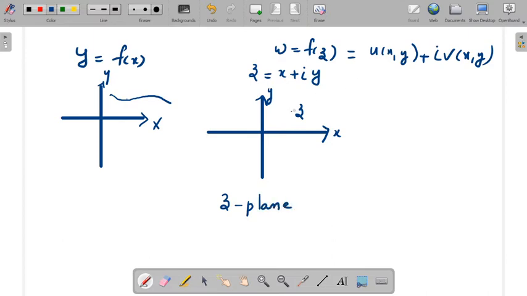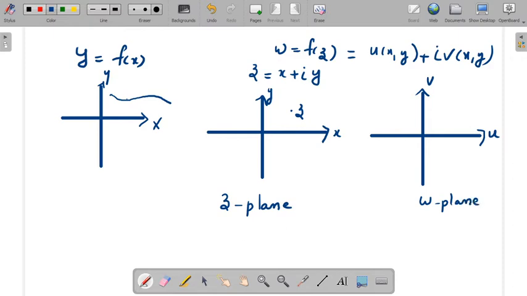So as z moves in the z plane, the corresponding values of u and v will move in another plane, which we call the w plane. In other words, w equal to u plus iv is a complex variable which can be plotted in the w plane with horizontal axis the u axis and the vertical axis the v axis. So to plot the values of w, we take another plane called the w plane, where we plot the values of u along the horizontal axis and the values of v along the vertical axis.